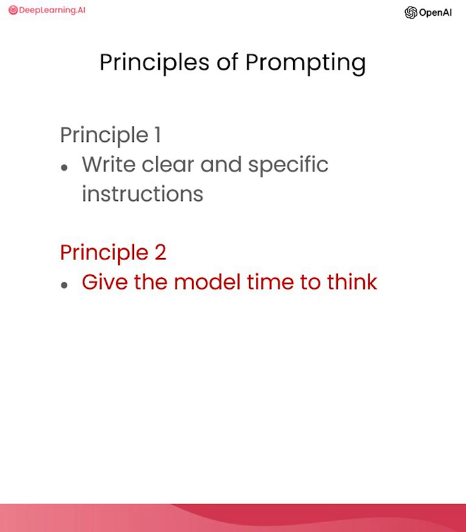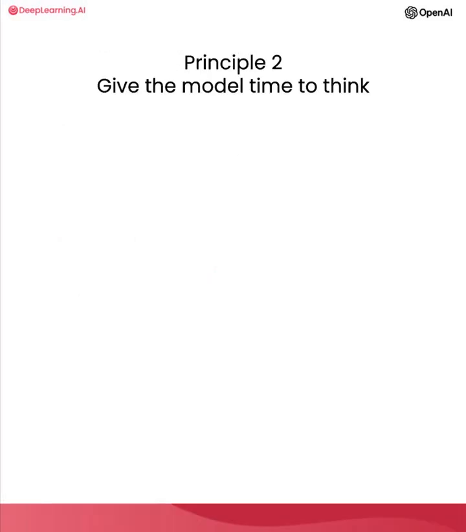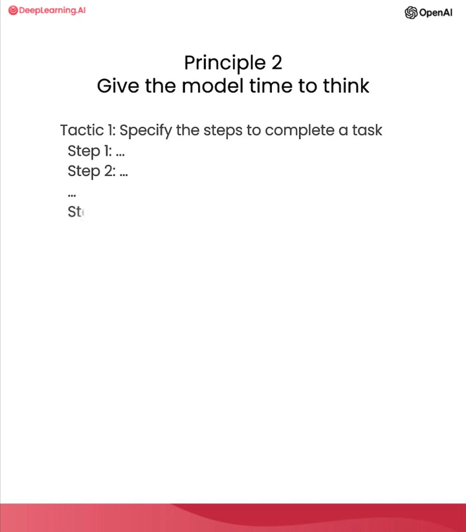And this would happen for a person too. If you ask someone to complete a complex math question without time to work out the answer first, they would also likely make a mistake. So in these situations, you can instruct the model to think longer about a problem, which means it's spending more computational effort on the task. So now we'll go over some tactics for the second principle. We'll do some examples as well. Our first tactic is to specify the steps required to complete a task.